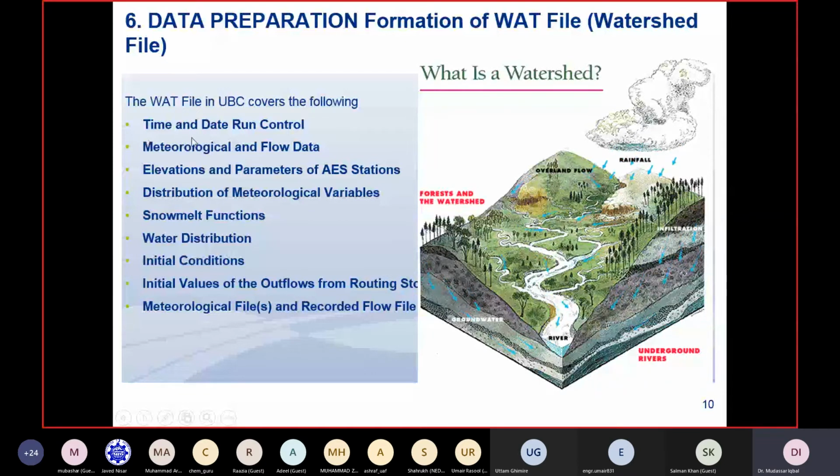First is the time and date. Second is the met and flow data. Third is the elevation and parameters of the climatic station. The fourth is the distribution of met variables. Fifth is the snowmelt function, water distribution, initial conditions, and outflows. The last one is about the outflow components from the different hydrological cycles.